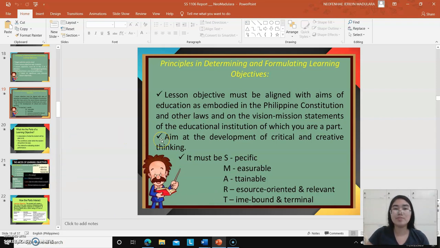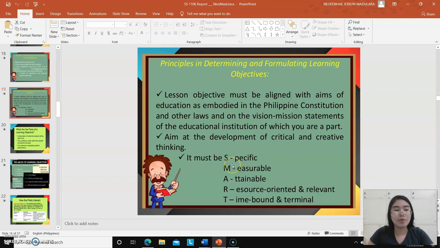So, another principle in determining and formulating learning objectives is to aim at the development of critical and creative thinking. So, 21st century skills must be taught. They will be able to develop the creativity, the collaboration, the communication, as well as the problem-solving skills of our students.